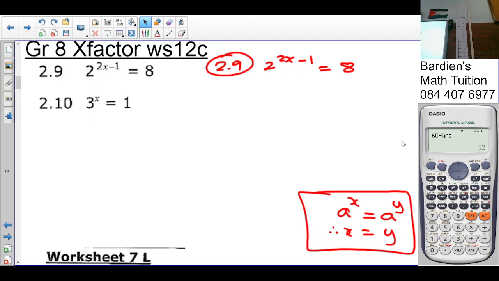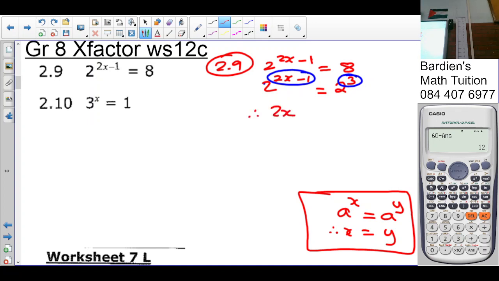Right, so what do we do here? Same thing, yes. Which is what? 2 to the 2x minus 1 is equal to 2 to the 3. The bases are the same, so the exponents are equal. So therefore, 2x minus 1 is equal to 3. So 2x is equal to 4, which is divided by 2. You got it?